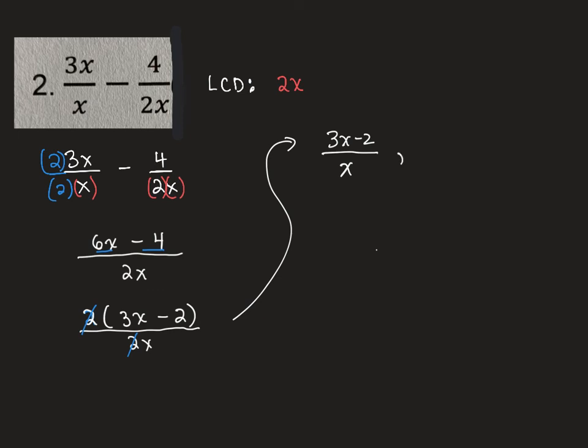All except for restrictions. So our non-permissible values would be to do with the denominator, the fact that we have x in the denominator, so x cannot equal 0. And there we go. Alrighty, I hope that helped.